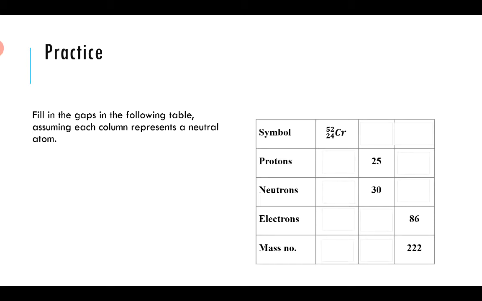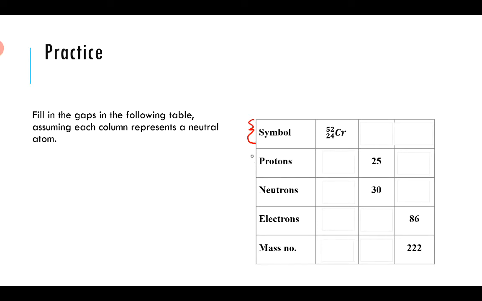All right, let's do a quick review problem and try to figure out the symbol for different elements, or otherwise fill in this table with the gaps. So each column here represents a different problem for you to figure out. Go ahead and pause the video and try to figure out each column. Assume that it represents a neutral atom.